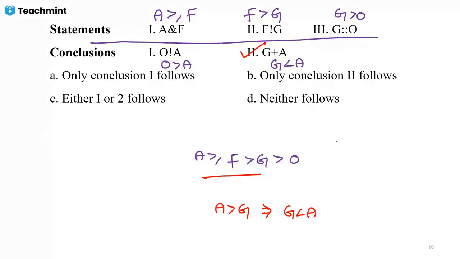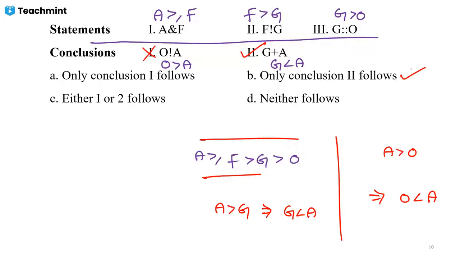Next one. From A to O, is there any common symbol? Yes, sir, greater than. A greater than O means O less than A is required. Here greater than is there, so it is not correct. So only conclusion 2 follows. My dear friends, only conclusion 2 follows.